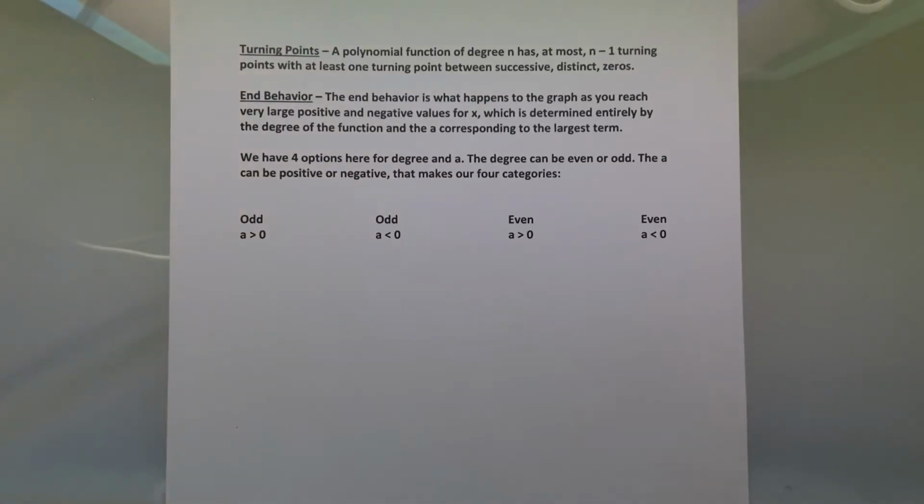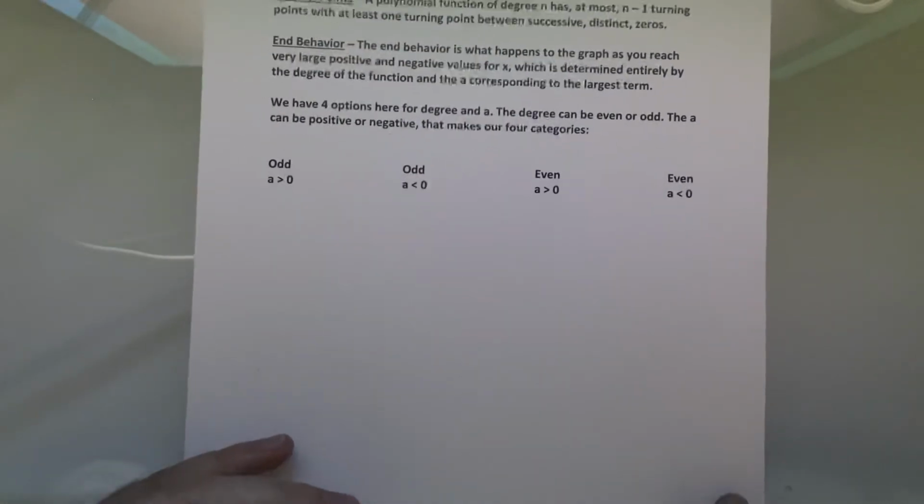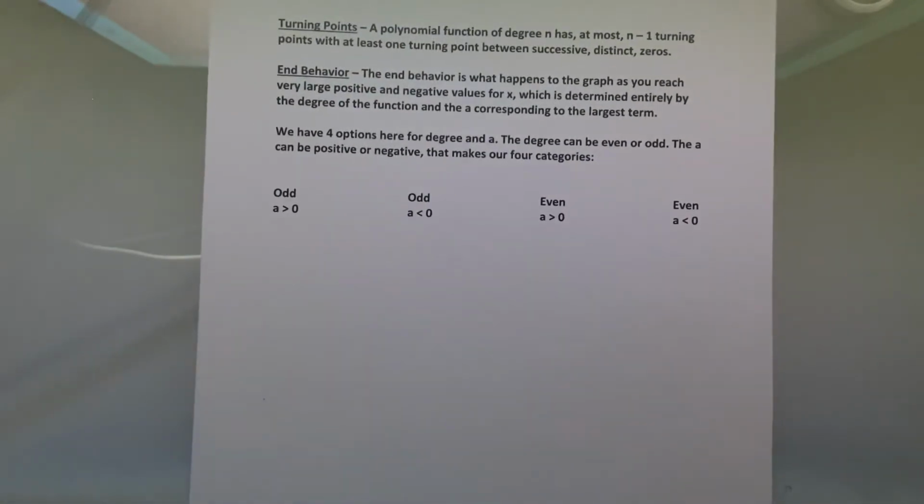Not super scientific. End behavior is what happens when the graph reaches very large positive and negative values for x, which is determined entirely by the degree of the function and the coefficient that goes with it. We have 4 options here for degree in a. The behavior based on degree is the even or odd. Either you have an even or odd power leading. Technically, there can be some other kinds of powers. We're not going to worry about those so much in terms of integer powers, so evens and odds.